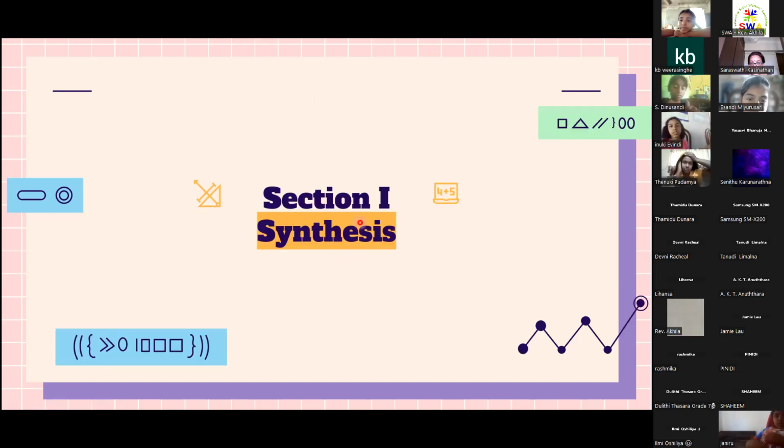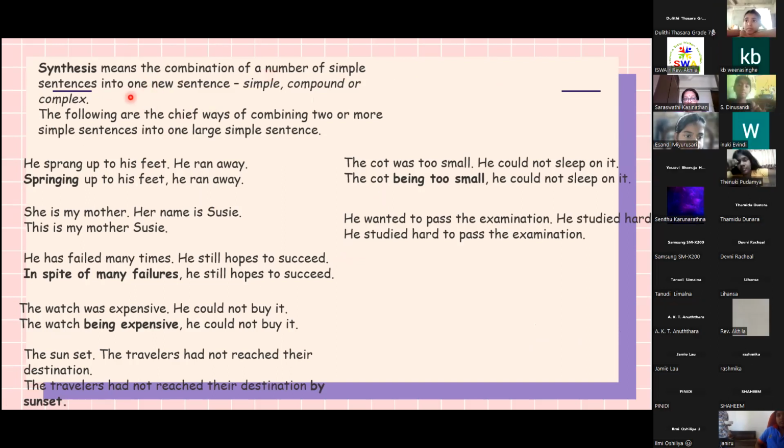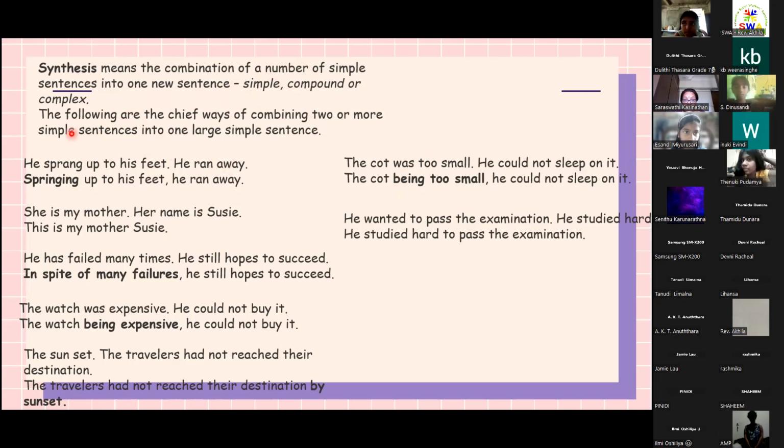Okay. So the next section here is called synthesis. All right. Let's find out what synthesis is all about. Okay. Synthesis means the combination of a number of simple sentences into one new sentence. All right. Okay. It can be simple. As sentences can be very simple, compound, or complex. So compound and complex is not what we are going to do today. All right. So don't worry too much about it.